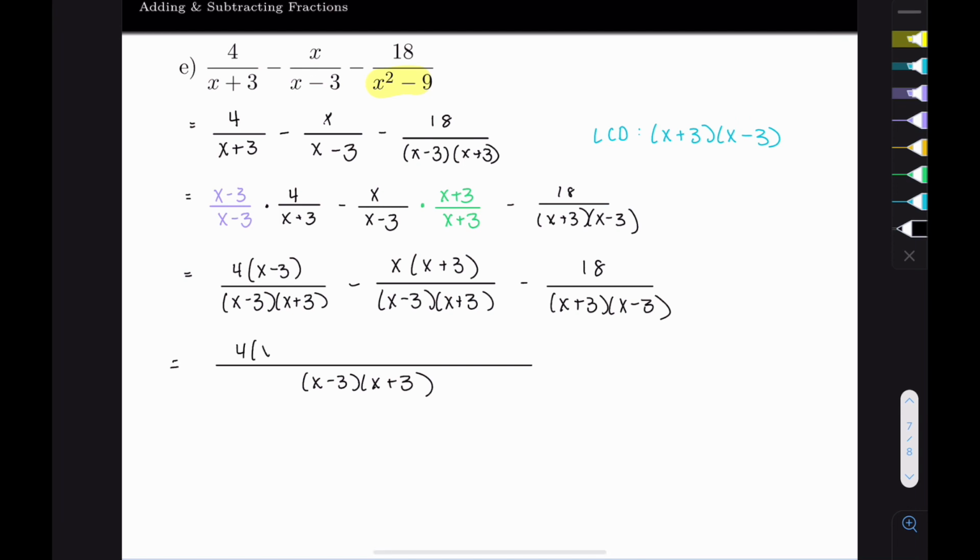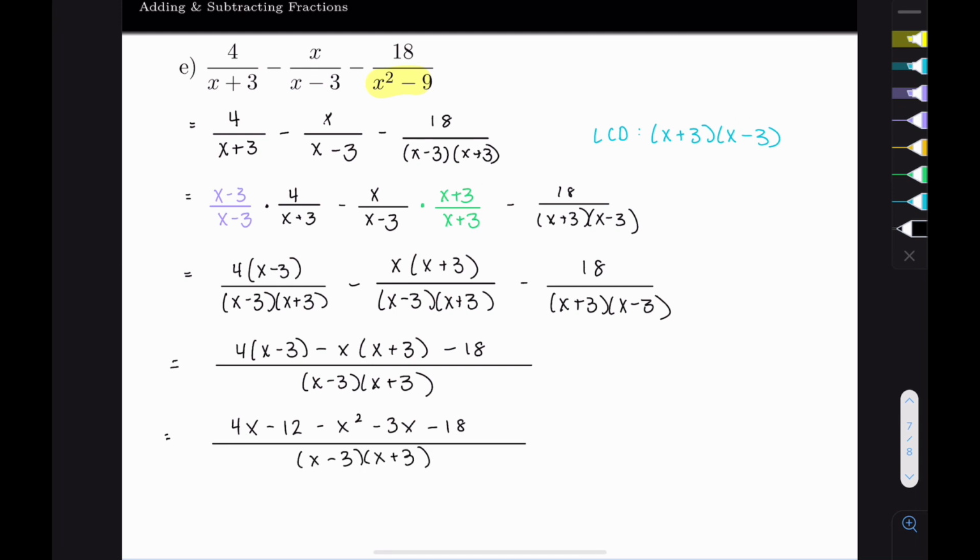And again, this is why not multiplying out will be beneficial, because I'm just going to go ahead and take the first numerator, subtract the second numerator, subtract this third one. So I do want to simplify this as much as I possibly can, at least in the numerator. So we do have to distribute that stuff out. That leaves us with 4x minus 12 minus x squared minus 3x minus 18 over this common denominator.